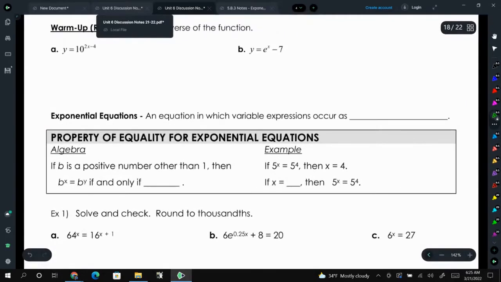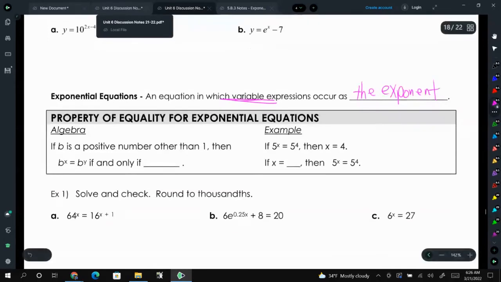Remember, an exponential equation is an equation in which the variable, or whatever letter we're trying to solve for, in most cases x, occurs as the exponent. And when the variable is in the exponent, there are different methods that we could solve. One of them, which will always work, is taking logs, using the log of both sides. But there's other methods that might be a little bit quicker.